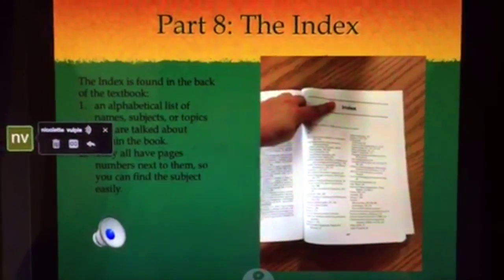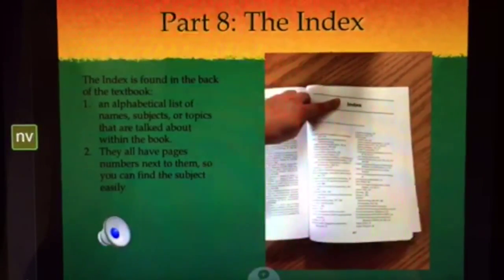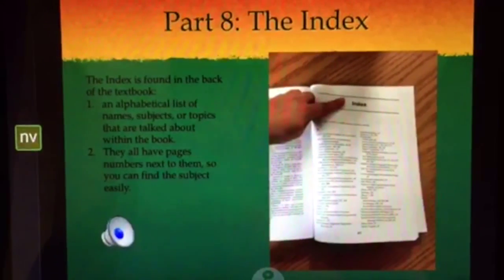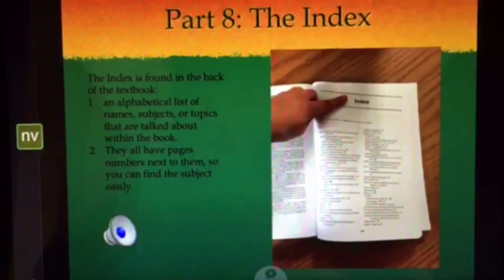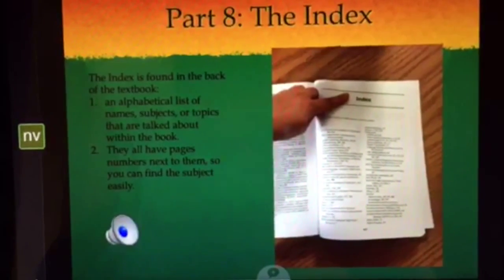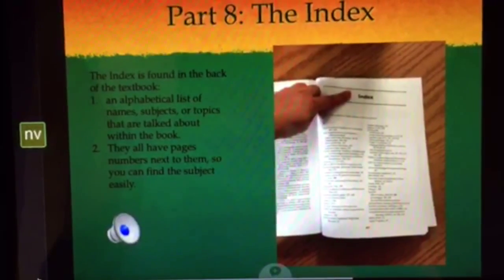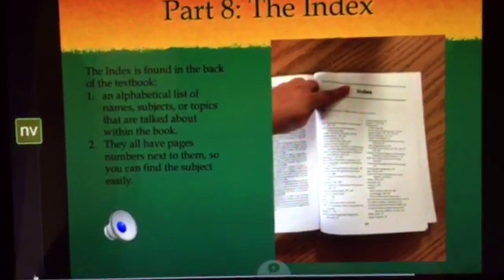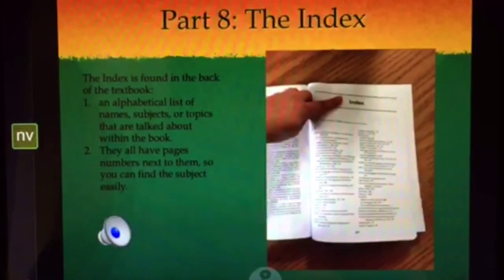Now, what if there's a specific topic you want to find within the book, but the table of contents does not help you because your word is not in the chapter title? So you will turn to the back of the book. In the back of the book is the index. The index is found in the back of the book in an alphabetical list of named subjects or topics that are talked about within the book. They all have page numbers next to those topics, so you can easily find them.